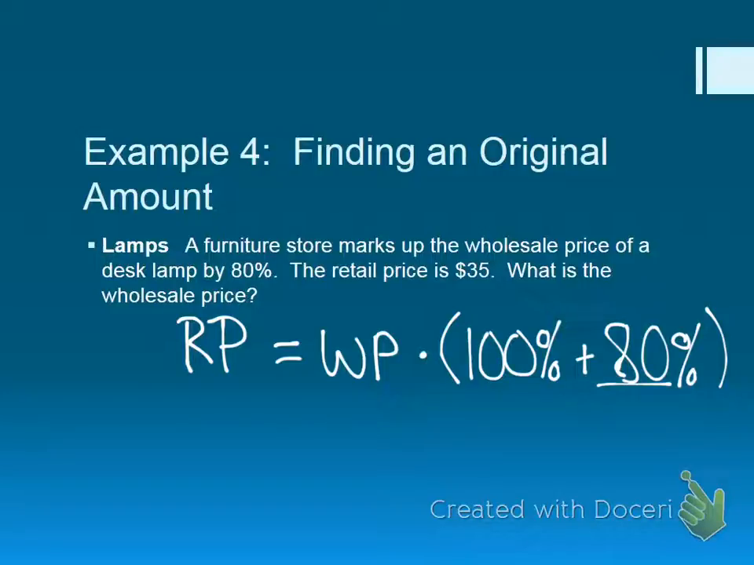Now, wait a second. Why am I adding 80%? Why do you think? Because it's a markup. If it was a discount, you would be subtracting it. Because it's a markup, I add it. So 100 plus 80 is what? 180. What was my retail price?